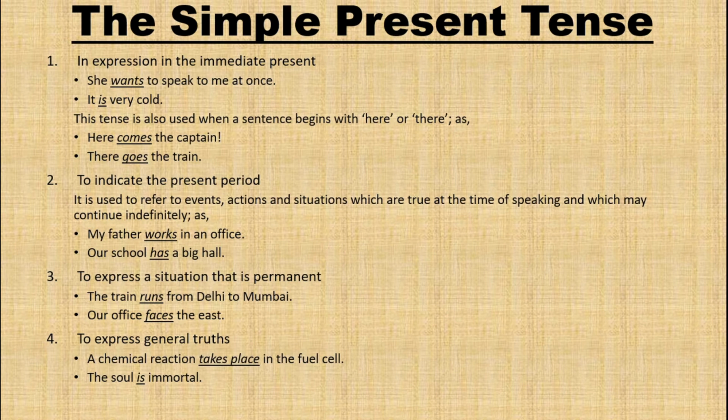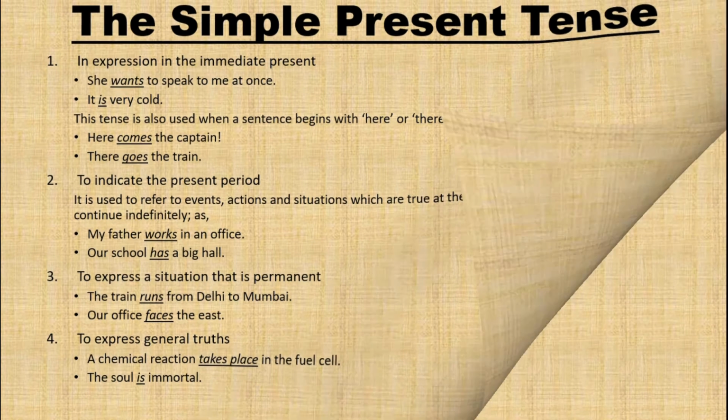Number four: to express general truths. General truths mean casual things that are true. A chemical reaction takes place in a fuel cell. So "takes place" becomes the simple present tense because the chemical reaction will be taking place in the fuel cell. It is a general truth. The soul is immortal. This is also a general truth. Everyone knows the soul is immortal. So "is" is the simple present tense.